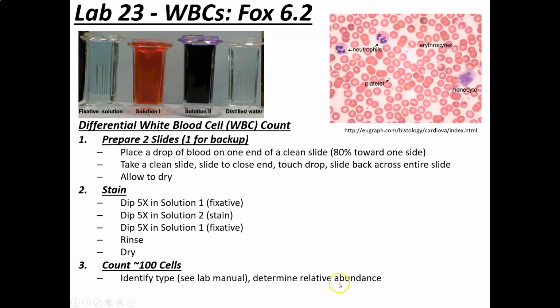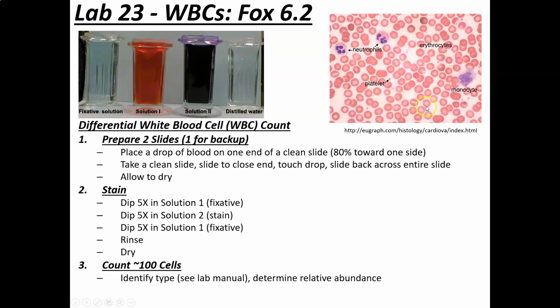When we stain it, we have these different solutions. We have a fixative solution, and you would dip it in the fixative solution to fix the cells on the slide once they've dried. And then we would put it into solution 1 a couple times, solution 2 a couple times, and then wash it off. We'd let it dry, and then we would look at the white cells under the microscope and identify them. This is sort of what it would look like.